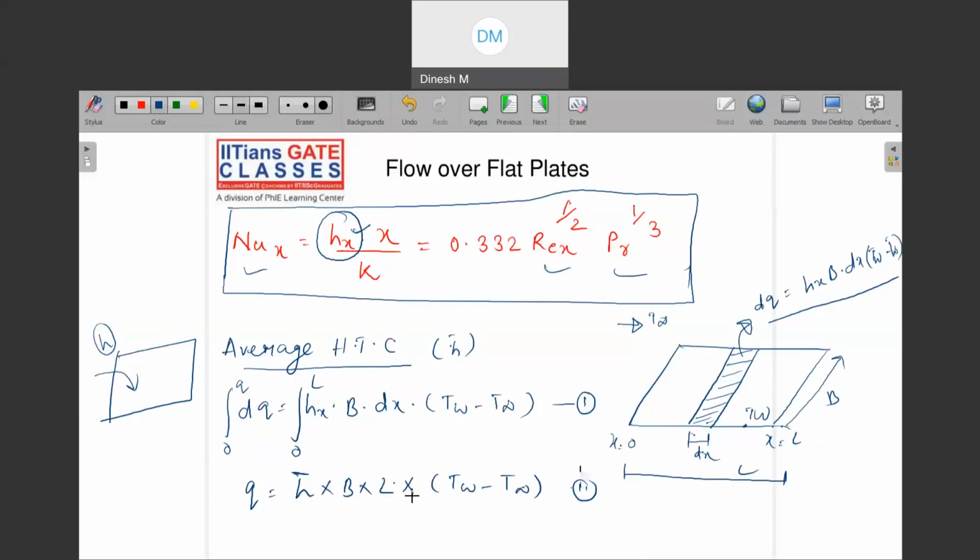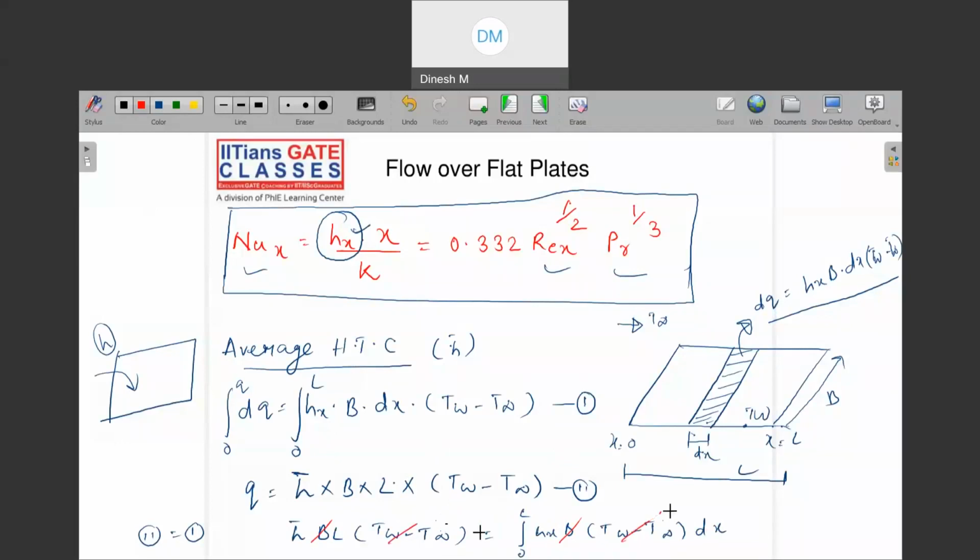So q equals h bar into A into Tw minus T infinity, call this equation 2. What I am trying to do here is equating 2 to 1, then this is equal to integration of 0 to L hx into b into Tw minus T infinity into dx. And then can you cancel out a few terms? Yes. What terms can you see? This b is directly cancelable, okay? And this temperature difference can also get cancelled out. So these got cancelled out.